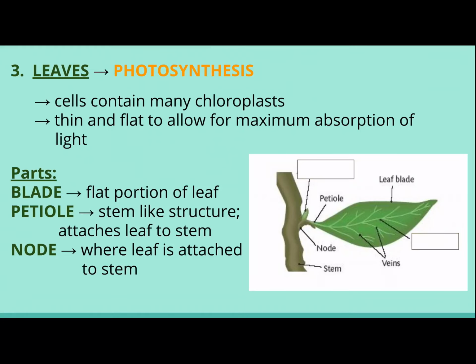But you can see in this diagram that the veins are also labeled through the blade of the leaf. And remember, that's the vascular tissue. Those are the vascular bundles of xylem and phloem as it's moving through the leaf. All right? Okay, well, I hope this makes sense to you guys.